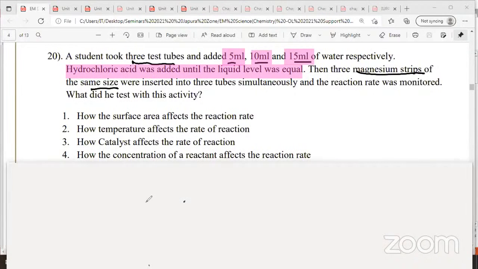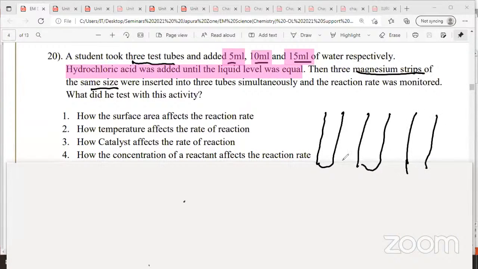This is how you can get the questions in the exam. There are 4 factors affecting the rate of reaction. Okay, so what is added now? You have 3 tubes. To one tube you put 5 ml, to the other tube you put 10 ml, and to the other tube you put 15.